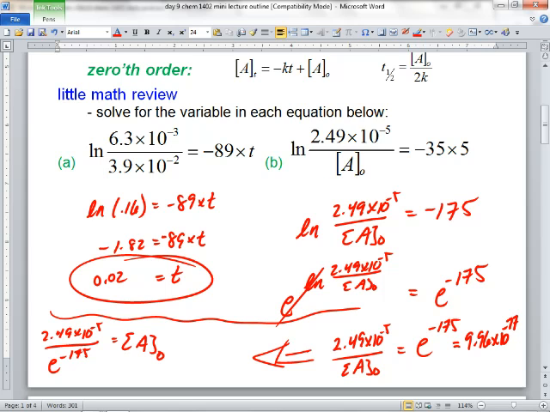Final answer, about 2.5 times 10 to the 71. See, the numbers don't make any sense, but that's okay. Mathematically, it illustrates the problem. Okay?